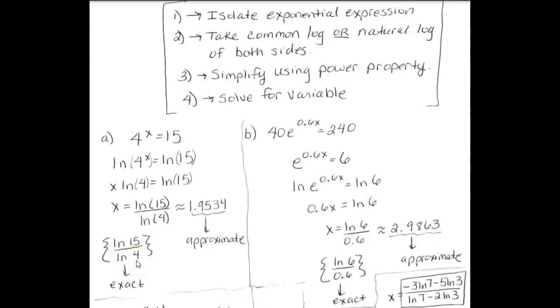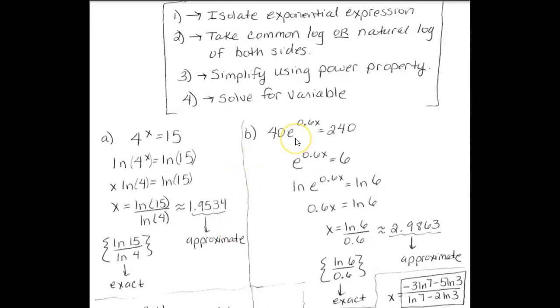If they ask for a decimal approximation, you would utilize your calculator, ask it to do natural log of 15, and then ask it to divide that by the natural log of 4, and it should give you the decimal value approximately 1.9534. So sometimes it is going to ask for exact, and other times it may ask you also to approximate.